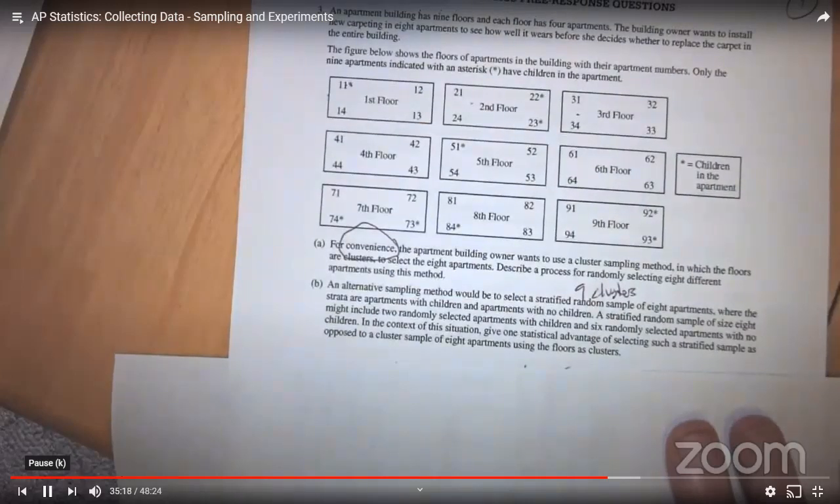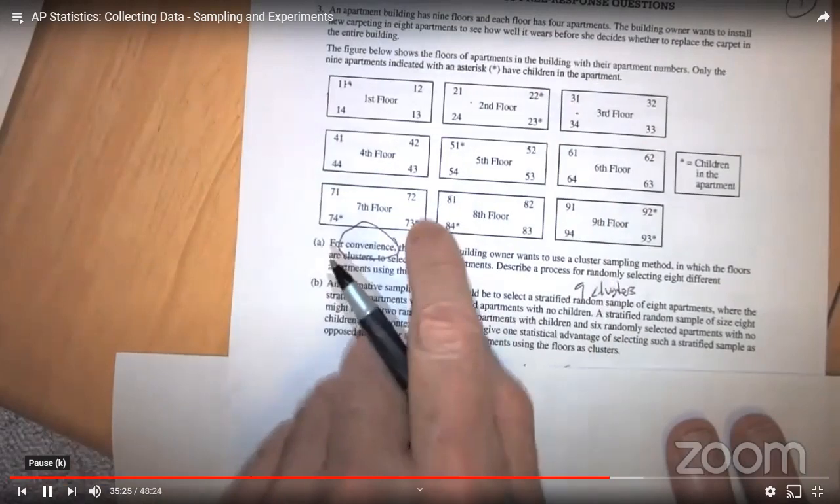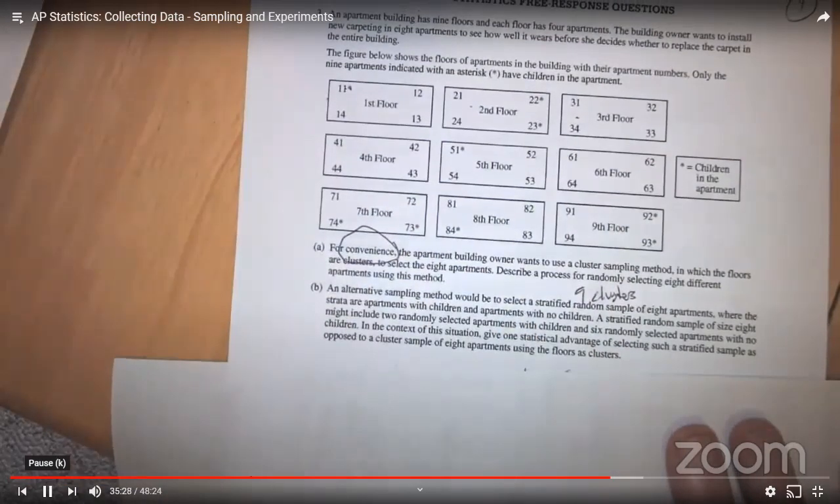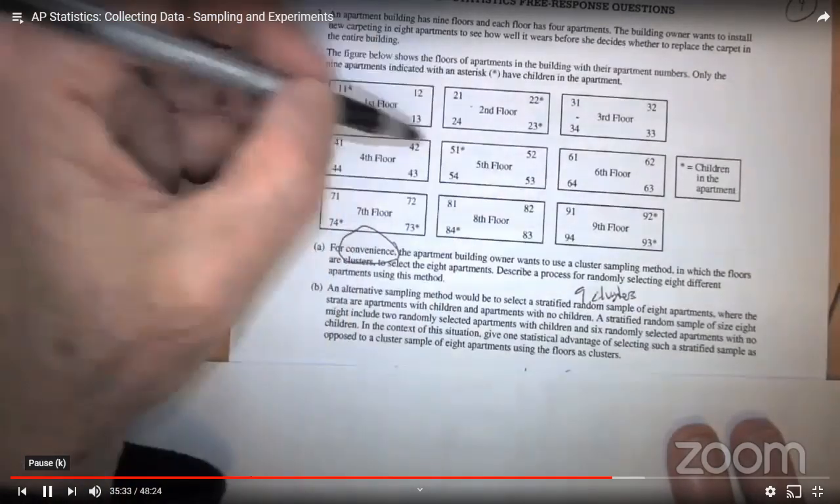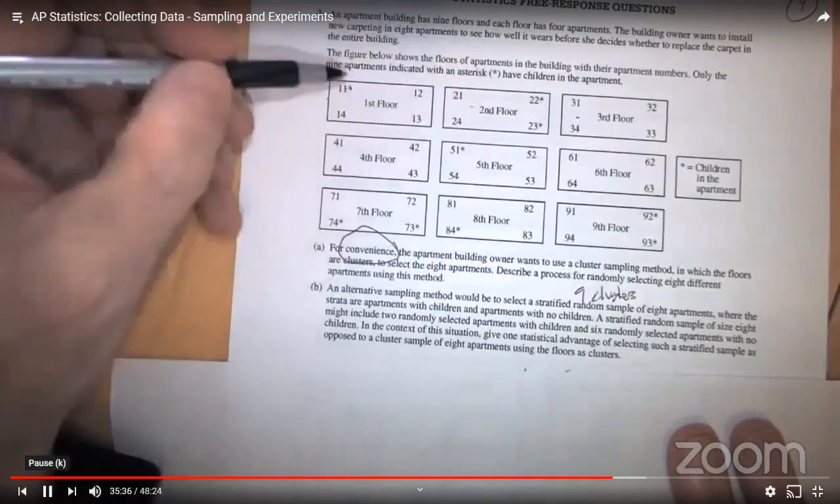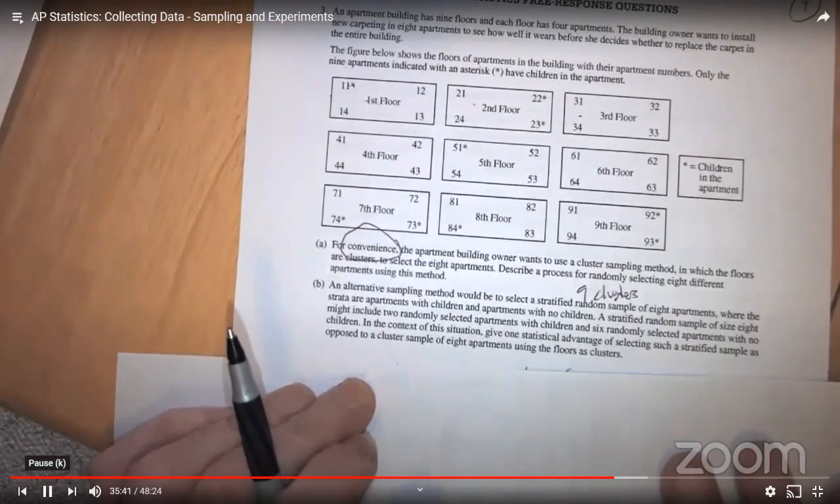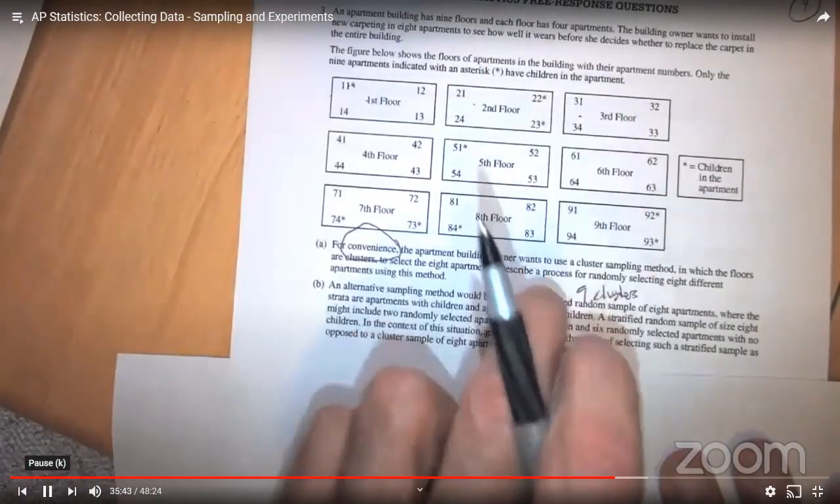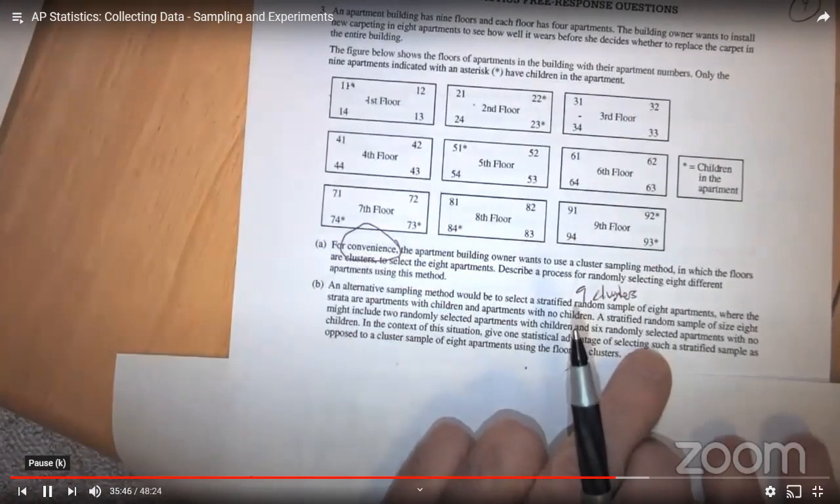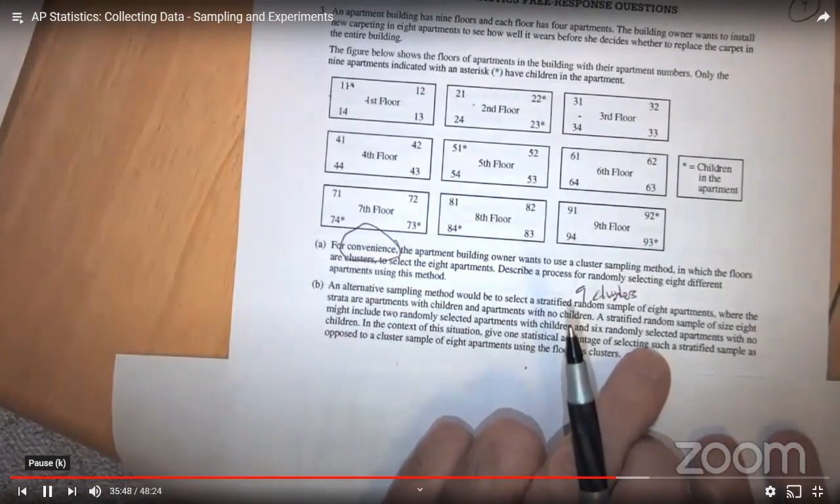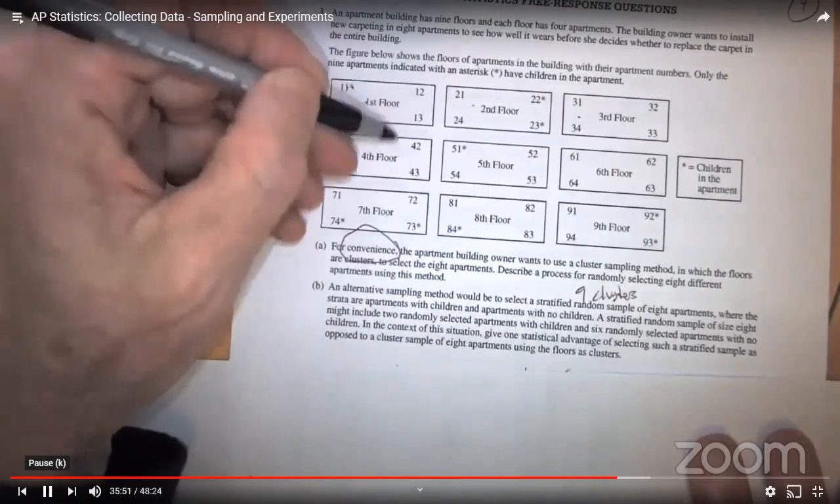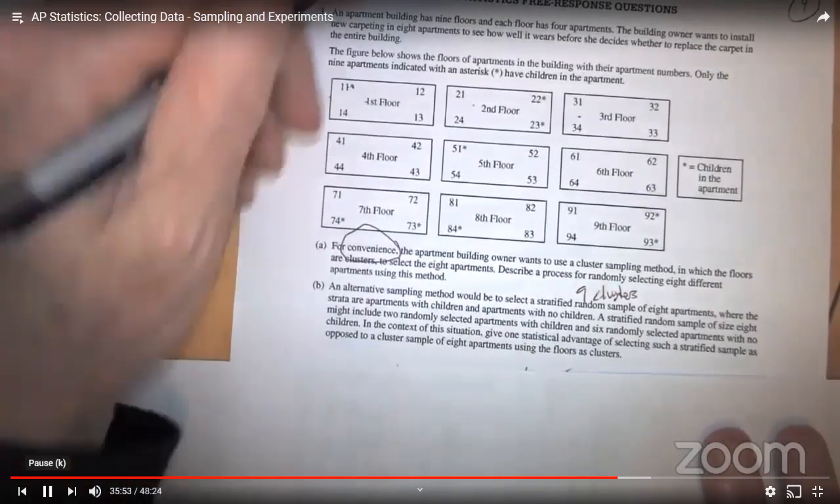Describe a process for randomly selecting 8 different apartments using this method. Okay, so I have 9 different floors, and it feels like I want to randomly select 2 different floors. And then what cluster sampling says, well, then I'm going to sample everything on that floor. And so there would be 4 apartments and 4 apartments. So before I even go to write anything, I just want to understand what's going on. I have 9 floors. Each one I'll call a cluster. I want to randomly select, I guess, 2 floors. And then I'm going to put new carpeting in all 4 apartments on those 2 floors for a total of 8 apartments. And that's what the landlord wanted to do.